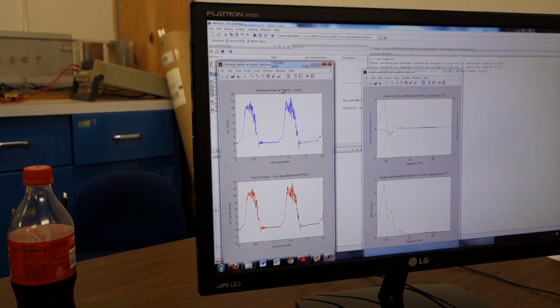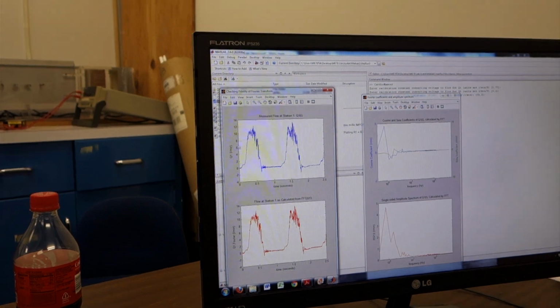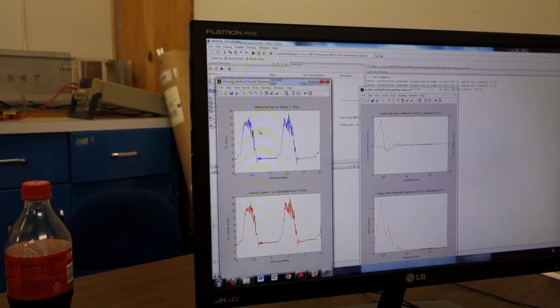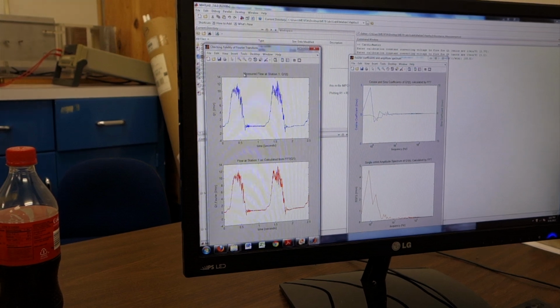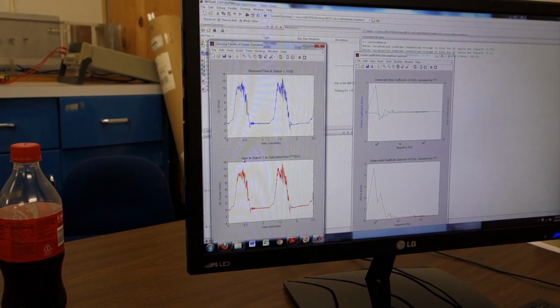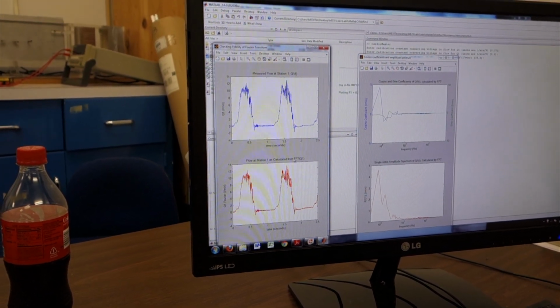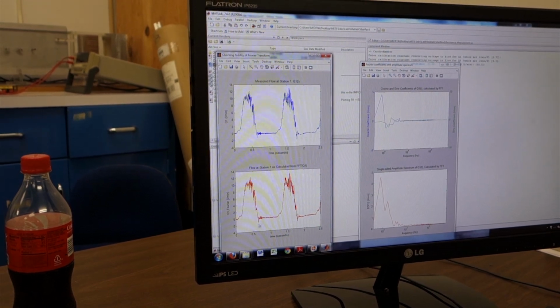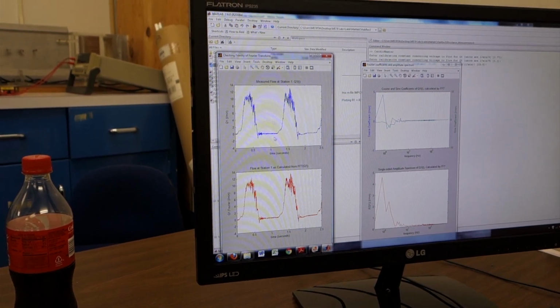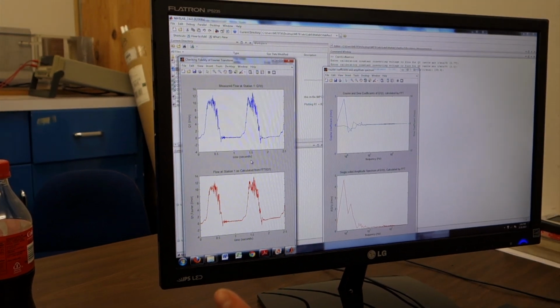These first two plots here are simply the Fourier transform of our data. Remember, we had to convert our time series data into a summation of sines and cosines. This is the actual data coming out of the oscilloscope, and this is our approximated data using the fast Fourier transform, which is a MATLAB function, and it agrees fairly nicely. This is just to validate the fact that we've done the Fourier transform correctly.